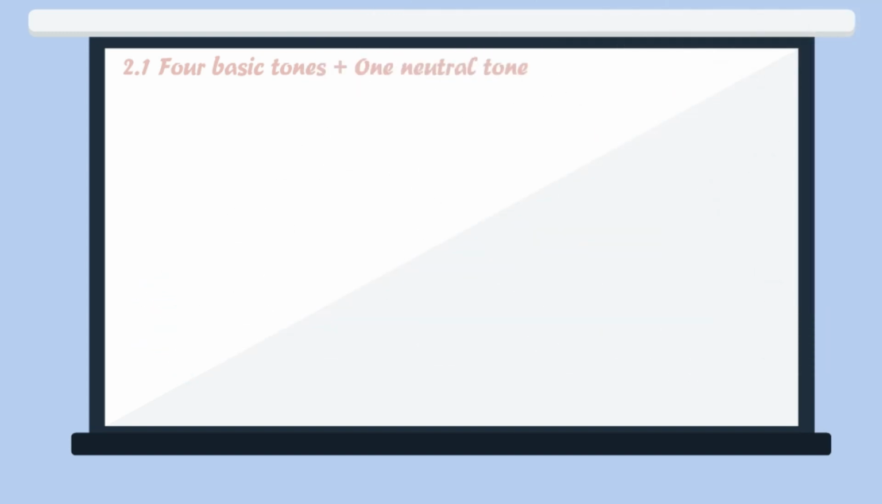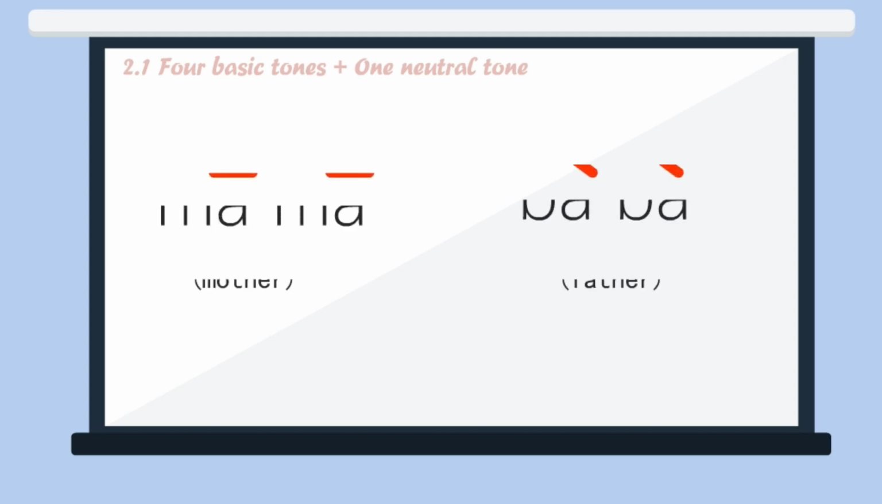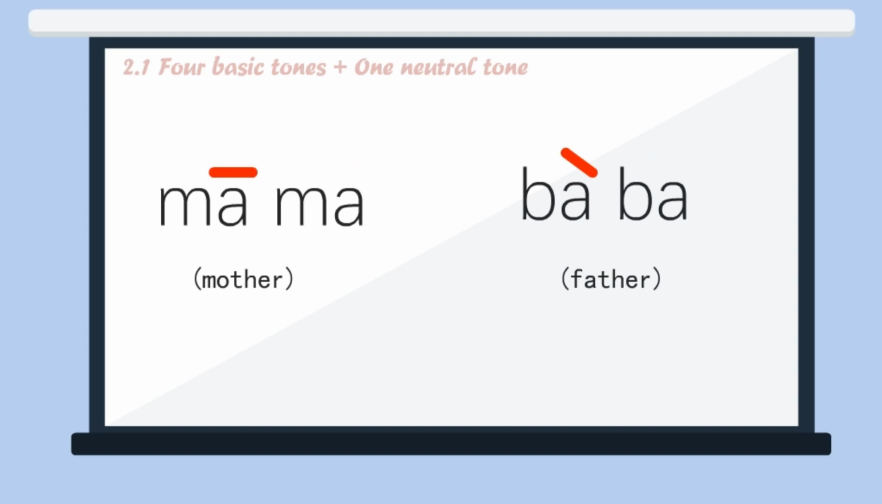Besides the 4 basic tones, there is a neutral tone in Chinese, which is identified by the absence of a tone mark. In Standard Chinese pronunciation, there are a number of syllables that lose their original tones and are pronounced soft and short. For example, like mama, 爸爸.